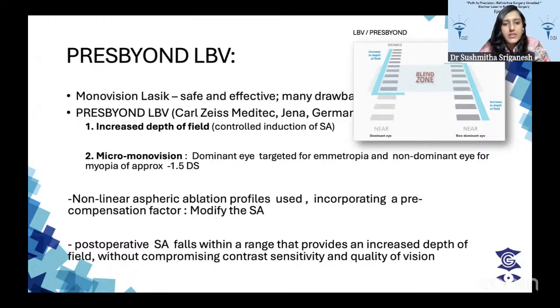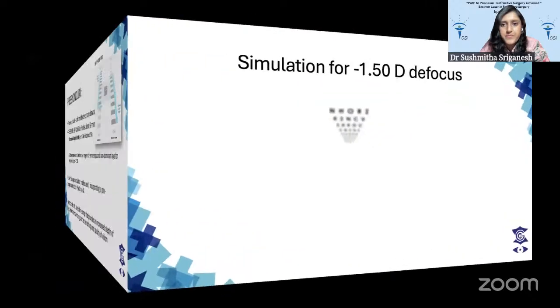So a non-linear aspheric ablation profile is used. It incorporates a precompensation factor, thereby modifying the spherical aberration. This creates a post-op spherical aberration which falls within the range that provides an increased depth of field without compromising the contrast sensitivity and quality of vision.